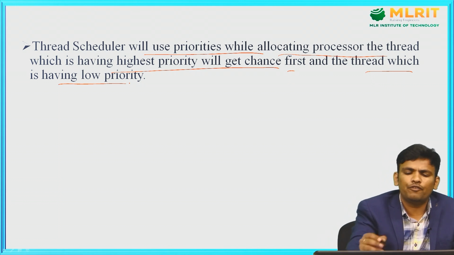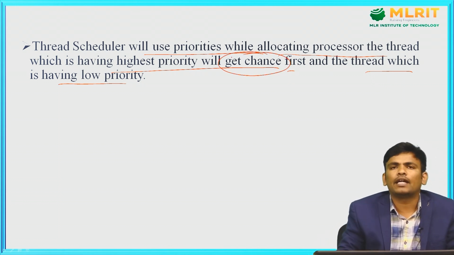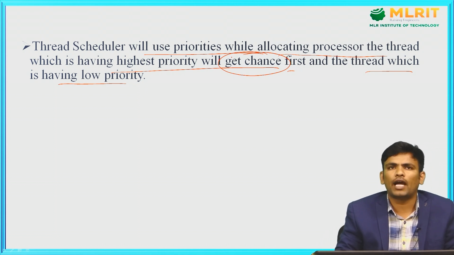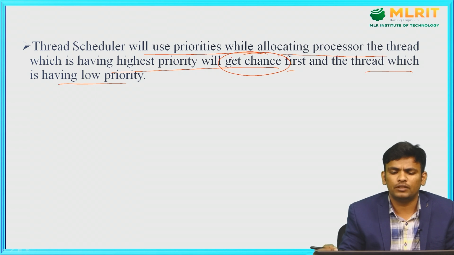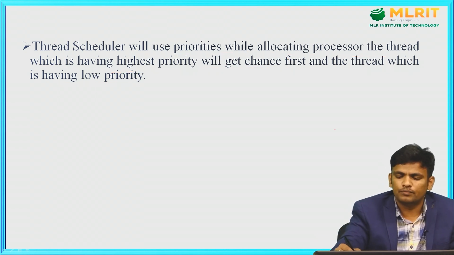Now if you observe here, the thread may get a chance, but there is no guarantee. Even if you apply high priority, there is no guarantee. The JVM may ignore these priorities. Suppose you take an example like the CPU.